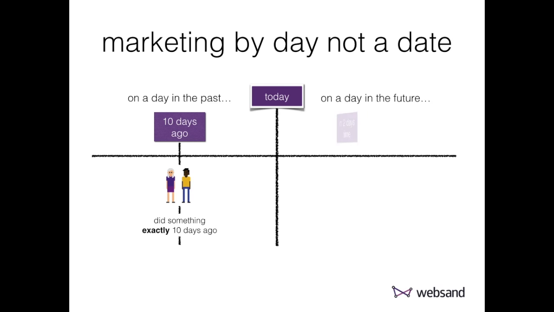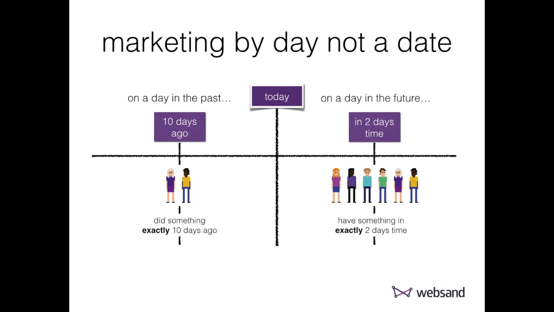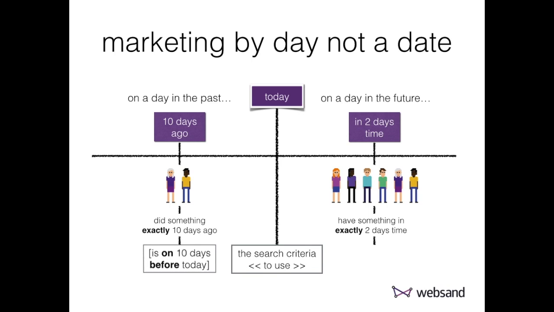But also, we might want to look at a day in the future. That might be a renewal date or a birthday, something that's coming up in 2 days' time. Again, we can create that rule in the system and identify those people. There you go. Now in the system, wherever you have a date-driven field, the search criteria that you use is the on function. So within your date field, for a day in the past, it would be on and then the number of days before today. Or if you're looking at a day in the future, it would be after today. So in this case, is on 2 days after today.